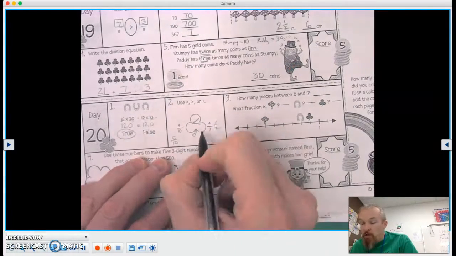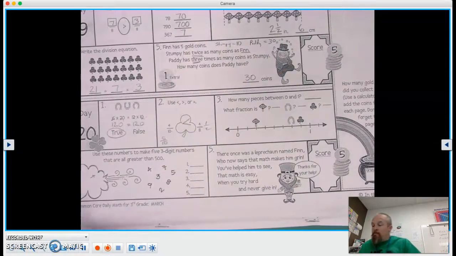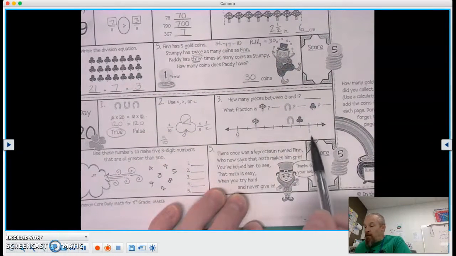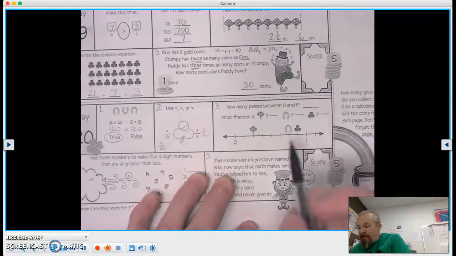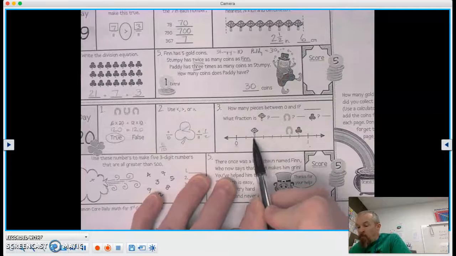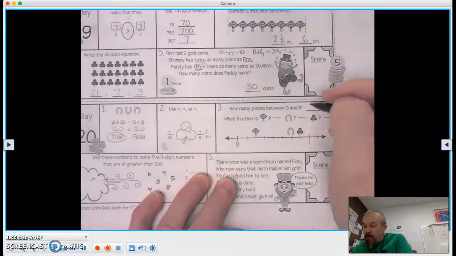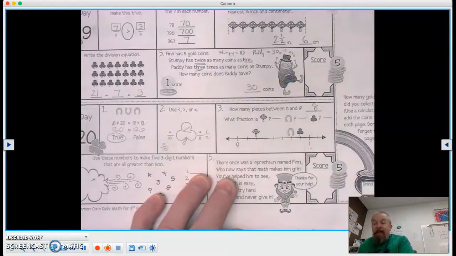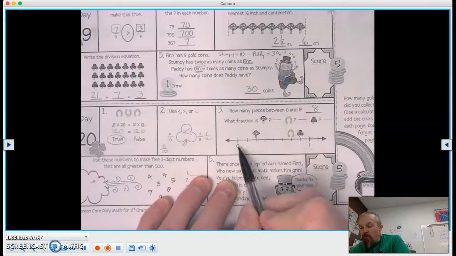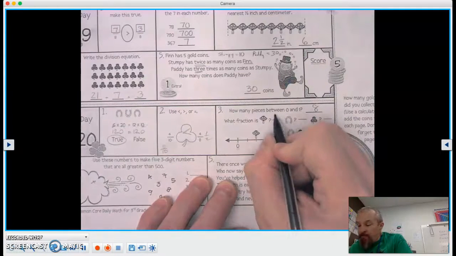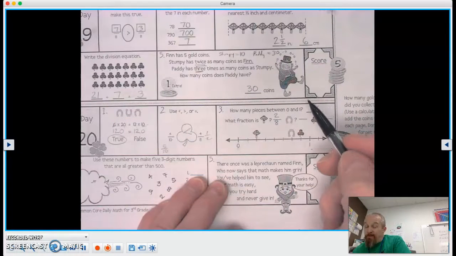You know by how much? By 1/10. All right, how many pieces between 0 and 1? Well, let's find out. 1, 2, 3, 4, 5, 6, 7, 8. There are 8 pieces. So what fraction is the mushroom? Well, that's 2/8, right? Which would also be equivalent to 1/4.